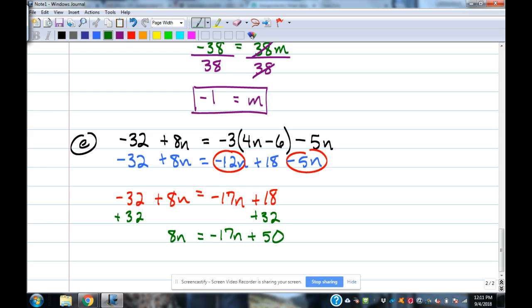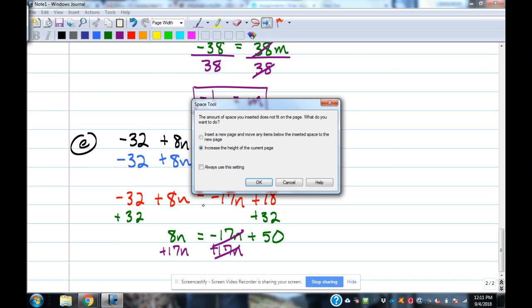Okay. Now, that means the next step I have to do for my problem is to do what? Plus 17n. And then I end up with some positives on the ends as well. So that's nice. Let's cancel. 8 plus 17. 25.